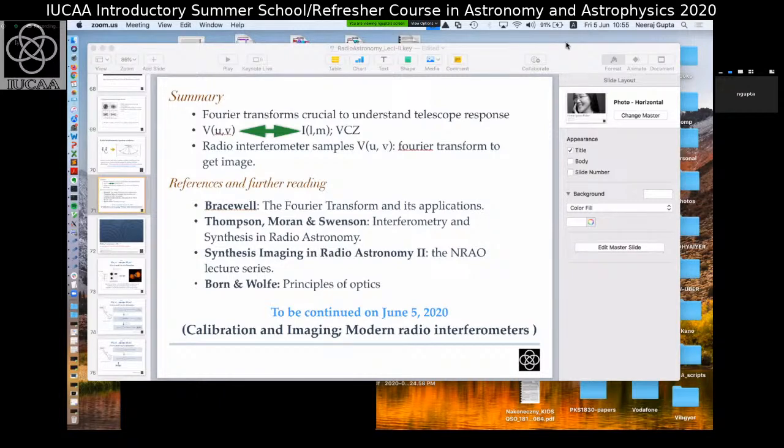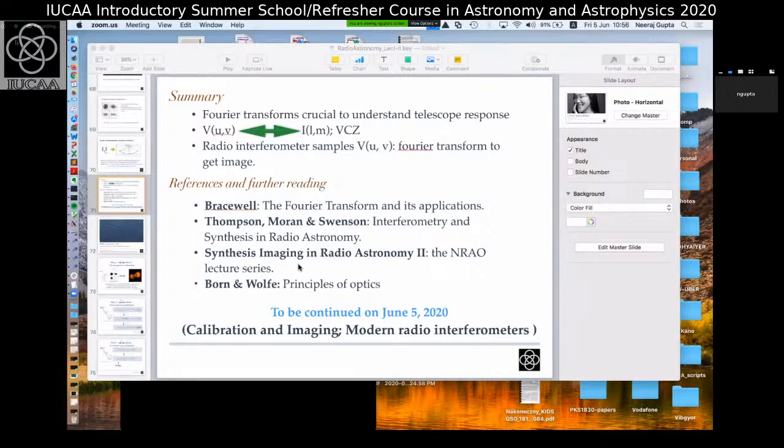Specifically for interferometry, you can look at Thompson, Moran, and Swenson. This is Interferometry and Synthesis in Radio Astronomy. It uses a lot of engineering jargon, but it's really, really good actually. And you can look at Synthesis Imaging in Radio Astronomy. It's an NRAO lecture series, and a PDF of this book is available online actually.